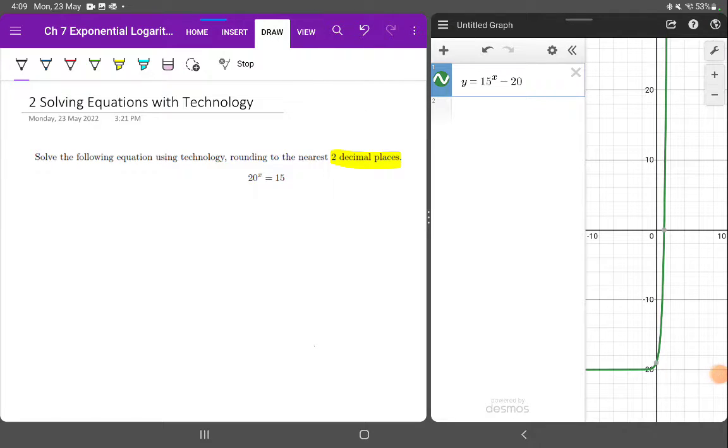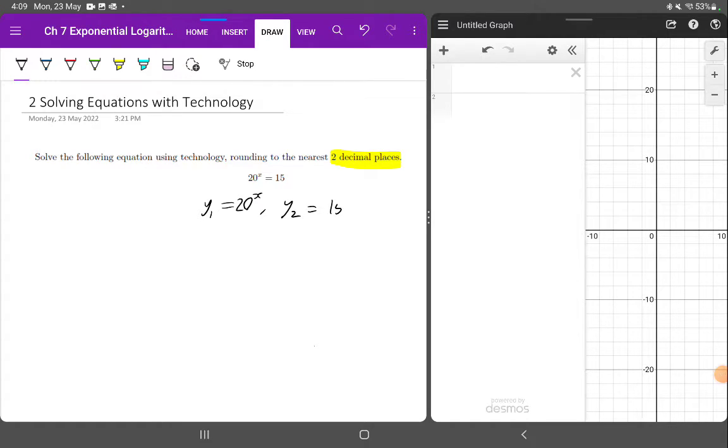Alrighty, today we're going to be having a look at solving equations using technology. So the easiest way whenever solving these sorts of equations is to just use our calculators. And in this case, I like using graph mode. So y1 would be equal to 20x. Therefore, y2 would just be equal to 15. And now I could just type these both in.